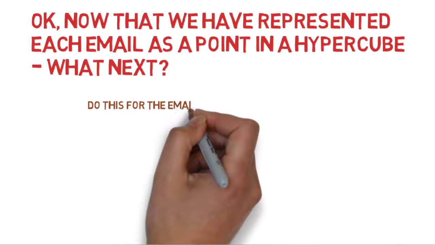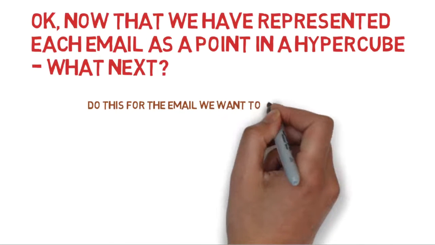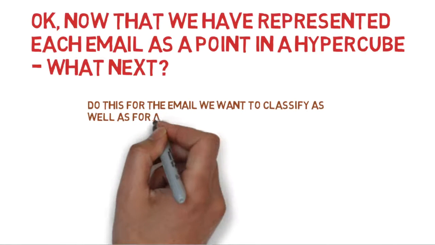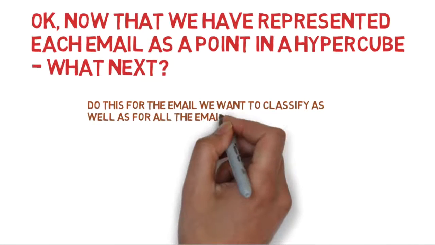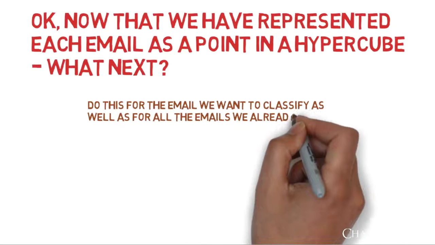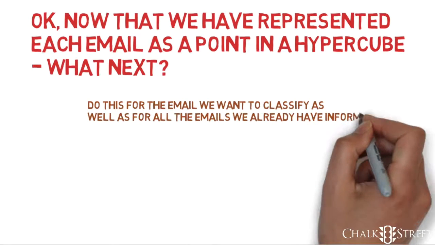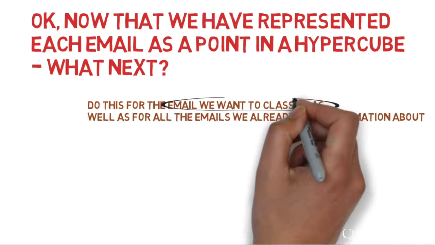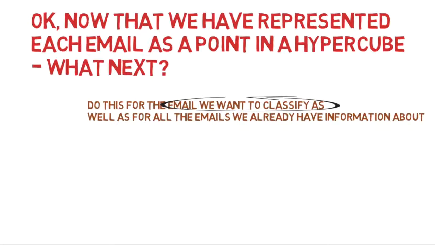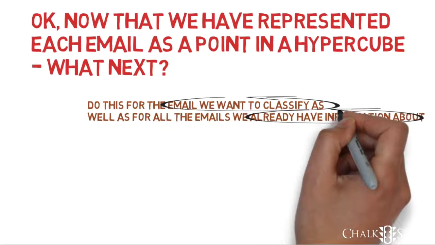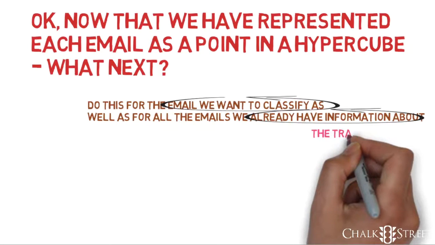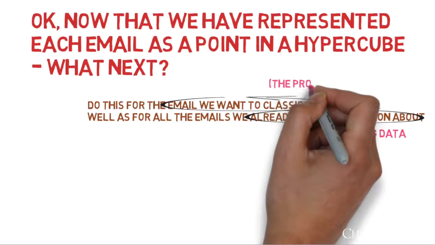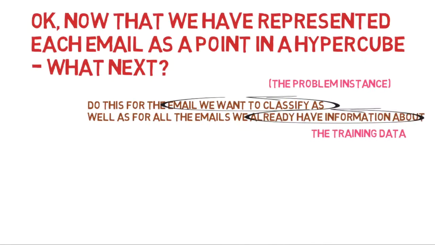First thing we'll do is we'll take the email we want to classify as well as all the emails for which we already have labels, emails which are marked as spam and ham, and we'll represent them in the same way as points in a hypercube. The email we want to classify is called the problem instance, if you remember, and the emails that we already have information about are called the training data. We had already learned about this.